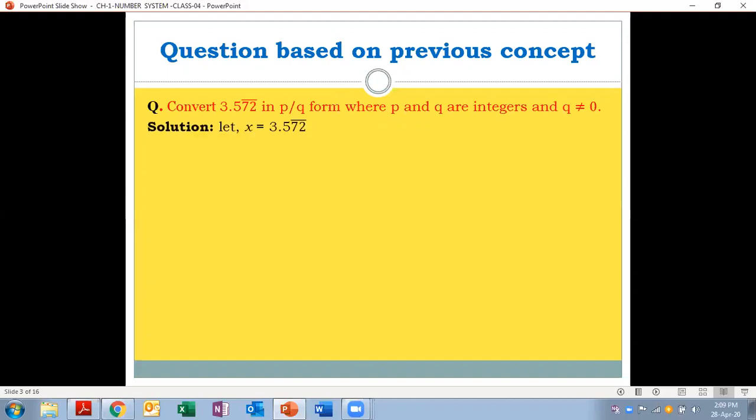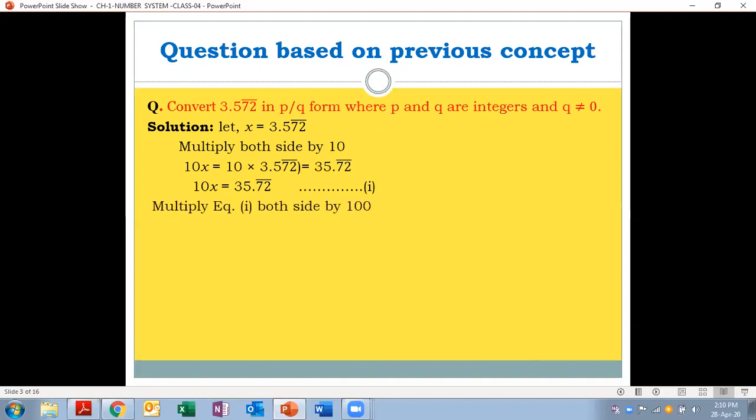First, we need to let the given decimal value be x. We let x is equal to 3.572 bar, and then multiply both sides by 10. It becomes 10x is equal to 10 times the given value, it becomes 35.72 bar. Then next we have the equation 1. We let it be equation 1.